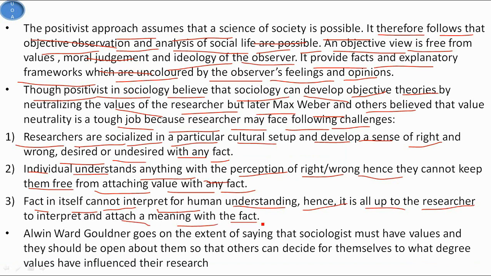So basically these are all interrelated. That means fact, value and objectivity are always interrelated. Now Alvin Gouldner goes to the extent of saying that sociologists must have values and they should be open about them, so that observers can decide for themselves to what degree values have influenced their research.